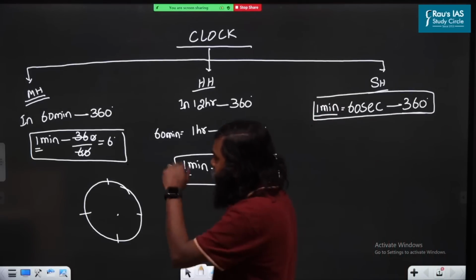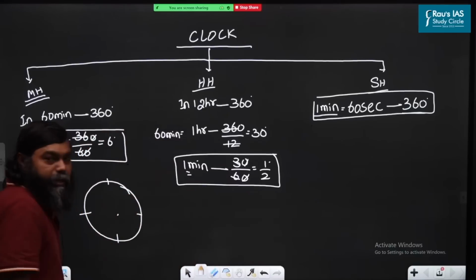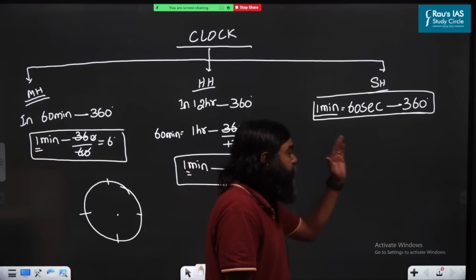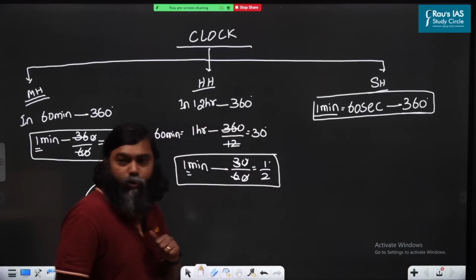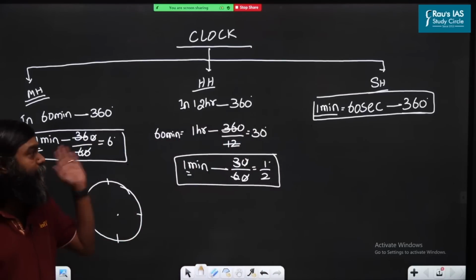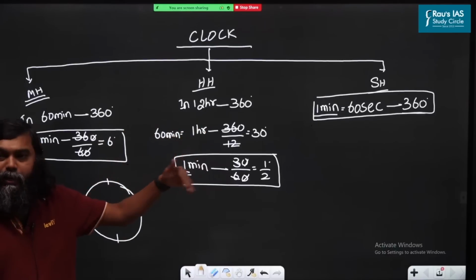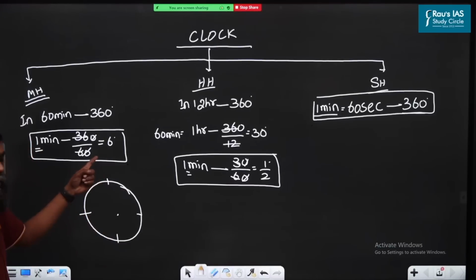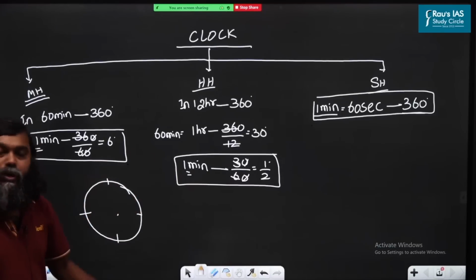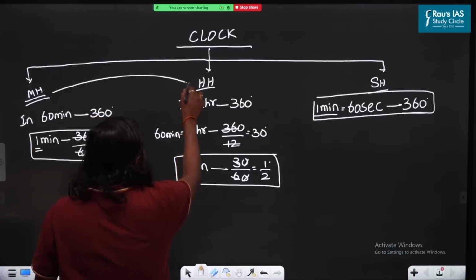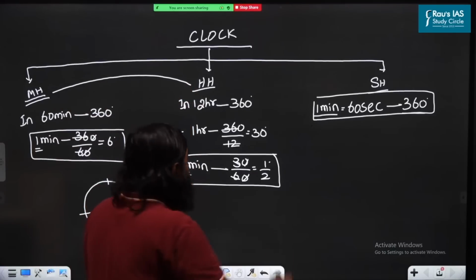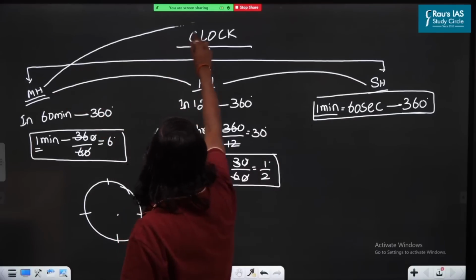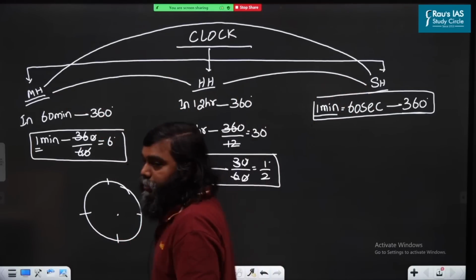Now, minute hand, 1 minute 6 degrees. Hour hand, 1 minute half a degree. Second hand, 1 minute 360 degrees. Who traveled more? The second hand is fastest. Who is next faster? The minute hand. The hour hand is the slowest. What is the relationship between minute hand and hour hand? Between hour hand and second hand? Between minute hand and second hand?